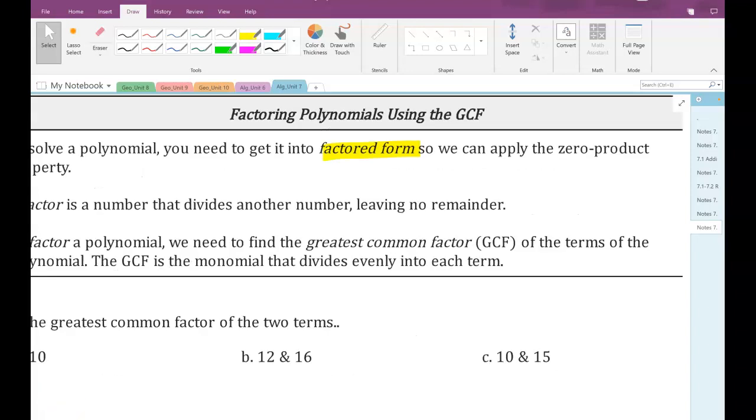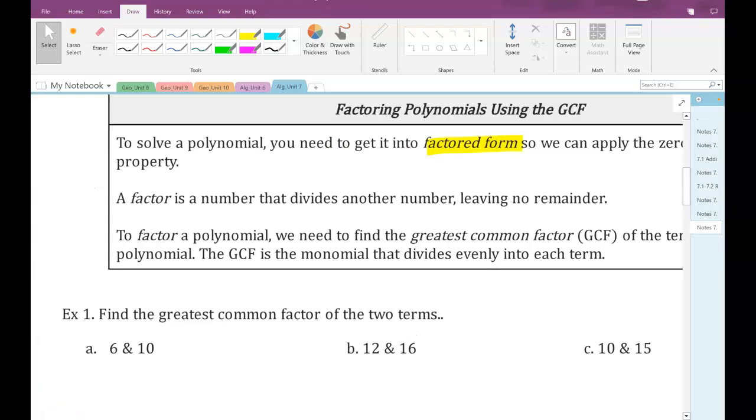Which is what we learned yesterday. A factor of a number is a number that divides another number evenly, so that there's no remainder. So, for example, the factors of 5 are 1 and 5, because those are the only two numbers that divide 5 evenly. 5 divided by 1 is 5. 5 divided by 5 is 1. The factors of 6 will be 1, 2, 3, and 6, because each of those divides 6 evenly. We don't get any remainder.